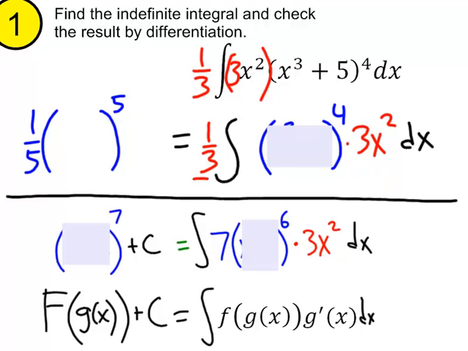However, do notice that this 1/3 here was not present in this problem down here. That 1/3 does need to come along for the ride. It was outside the integral, so we'll keep it along for the ride. Let's not forget the plus c. And let's go back and recognize the inside function, the x cubed plus 5, and put that in here.